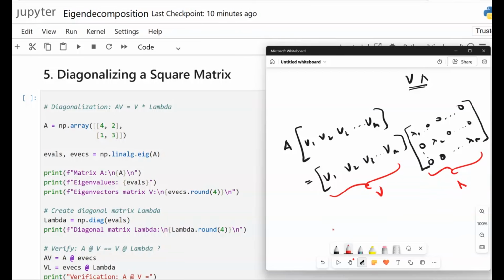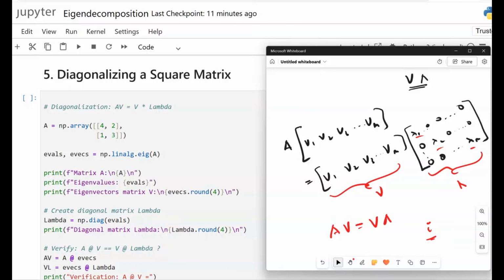So this gives us A multiplied by V is equal to V multiplied by lambda. The magic of the diagonal matrix on the right: when V is post-multiplied by lambda, each column of V gets scaled by the corresponding diagonal entry, and here column i of V is multiplied by lambda i. Exactly.